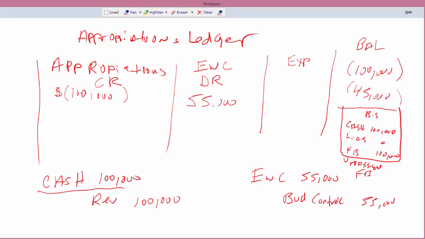Is it truly unassigned? The reality is I've got that encumbrance that's coming, right? Okay, and so what I do is I go ahead and I have to close my encumbrances. So I simply do what? I debit budgetary control for $55,000 and credit what? Credit my encumbrances for $55,000. That's closed now, isn't it?